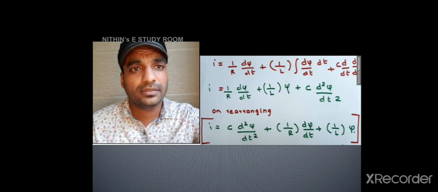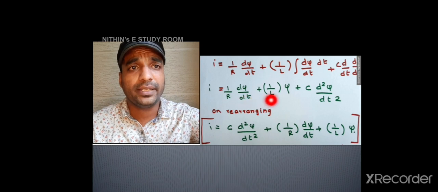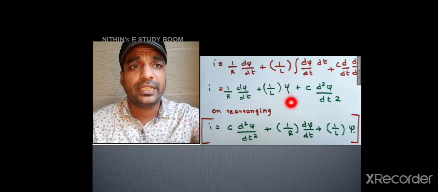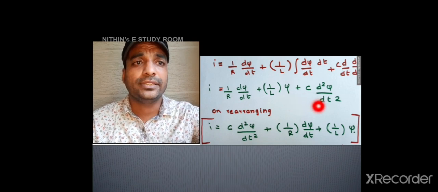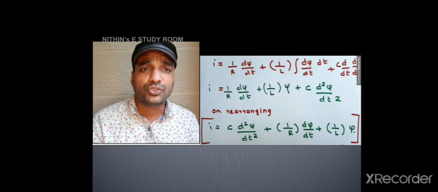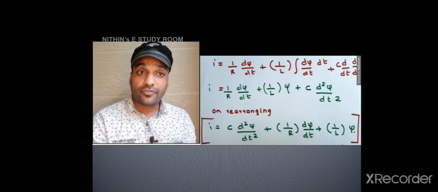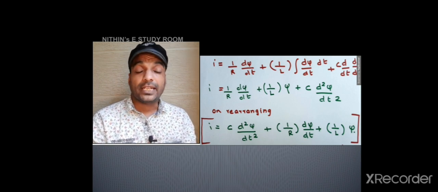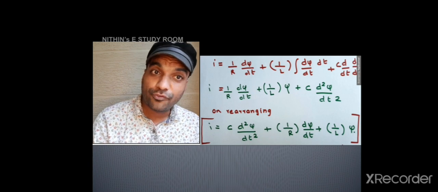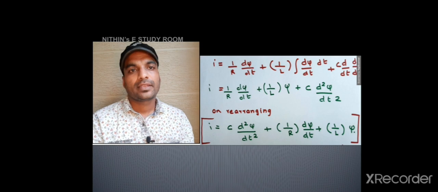You can check the equation in the green ink. So I is equal to 1 by R into d phi by dt plus 1 by L into phi, because dt gets cancelled and integral of d phi is marked as phi, plus C into d square phi by dt square. And on rearranging this equation based on the order of differential terms, you will get I is equal to C d square phi by dt square plus 1 by R d phi by dt plus 1 by L into phi. So this is the final differential equation of a RLC parallel system.